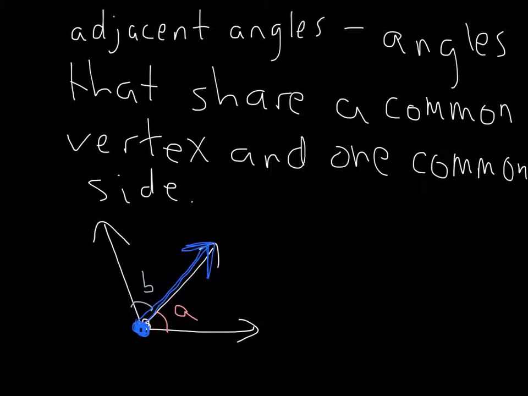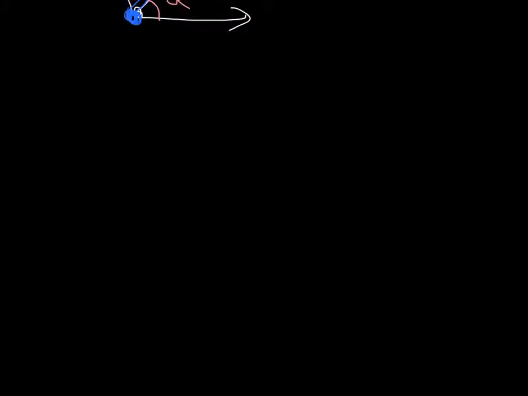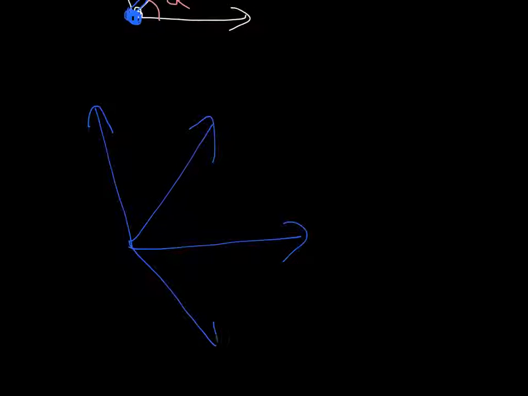We see here that A and B clearly are. They share a vertex and they share a side. And so let's take a look at some other ones. This time let's draw three angles, and let's have the angles labeled C, D, and E. Now one thing we see is they all share a common vertex, but they're not all adjacent angles. There's actually two pairs of adjacent angles. Why don't you see if you can identify the angles that are adjacent?